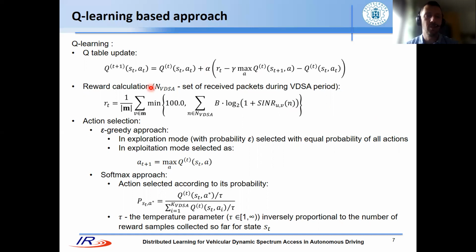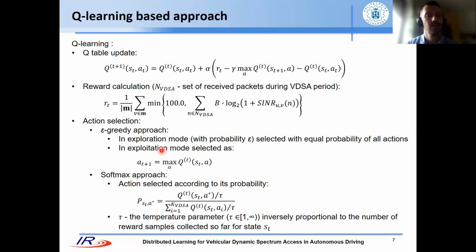So we consider here two approaches: the epsilon-greedy approach, which uses the exploration or exploitation mode. The exploration mode, of course, has probability epsilon, which is here 1/100. So in exploration mode, we have equal probability of selecting each action, so each band. In exploitation mode, we select the band that provides the maximum Q value in the Q-table for the given state.